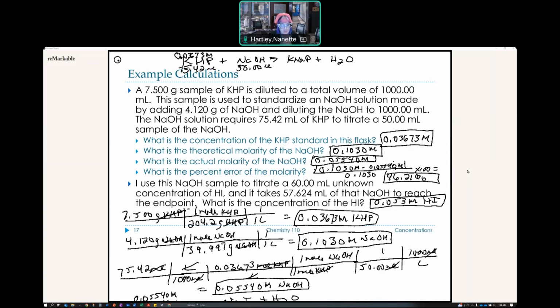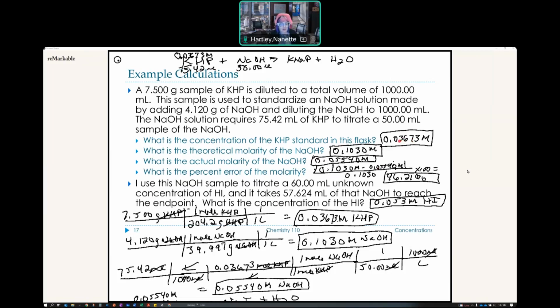And then I use that sample to titrate a 60 milliliter unknown concentration of HI. It takes 57.624 milliliters of the NaOH to reach the endpoint. What's the concentration of the HI? Okay, so yet again, setting up our equations. I have 7.500 grams of KHP. I divide that by the molecular weight, 204.2 grams of KHP per mole. I then divide by the volume, 1 liter, and that gives me 0.03673 molar KHP, and that is what I reported right here. Calculated it here, reported it here.